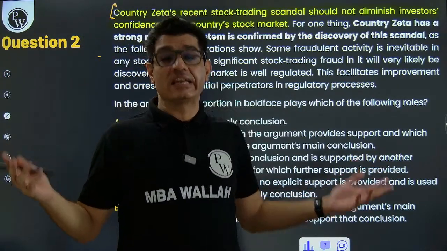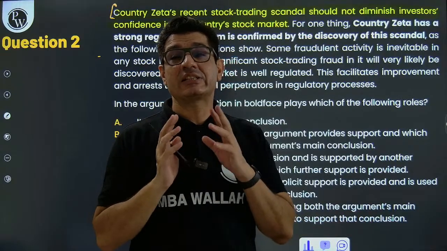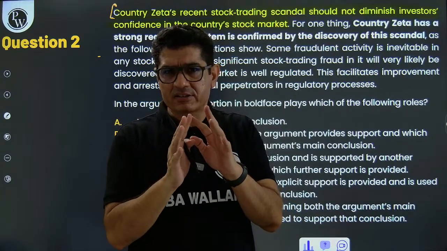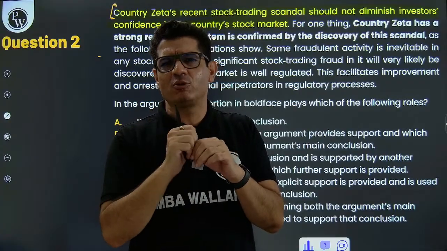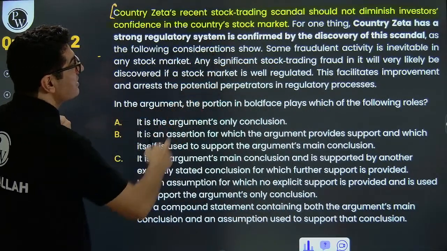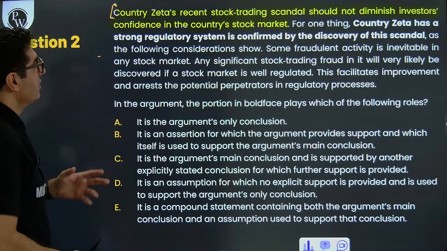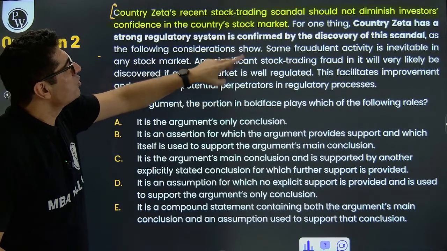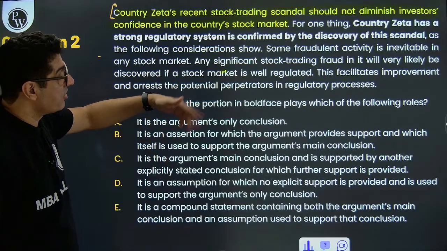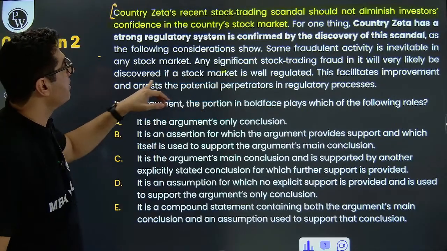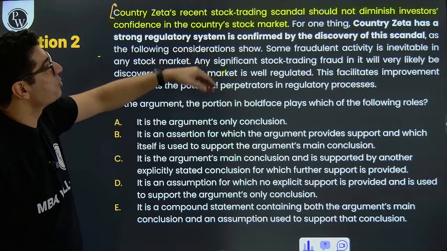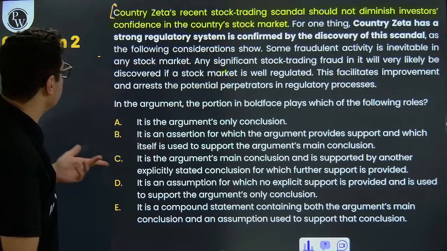अगर regulatory system अच्छा नहीं होता, तो ये स्कैंडल पकड़ा कैसे जाता? पकड़ा गया ना, तो मतलब रेगुलेटरी सिस्टम अच्छा है, तो फिर कॉन्फिडेंस क्यों लूज कर रहे हो? और इसमें जो आगे दिया हुआ है ना, एज द फॉलोइंग कंसिडरेशंस शो, तो कुछ फ्रॉडुलेंट एक्टिविटी तो होगी, बट सिग्निफिकेंट स्टॉक ट्रेडिंग फ्रॉड इन इट विल वेरी लाइकली बी डिस्कवर्ड इफ अ स्टॉक मार्केट इज वेल रेगुलेटेड। तो यहां पे पकड़ा गया, तो दिस प्रूव्स दैट इट इज वेल रेगुलेटेड or strongly regulated.